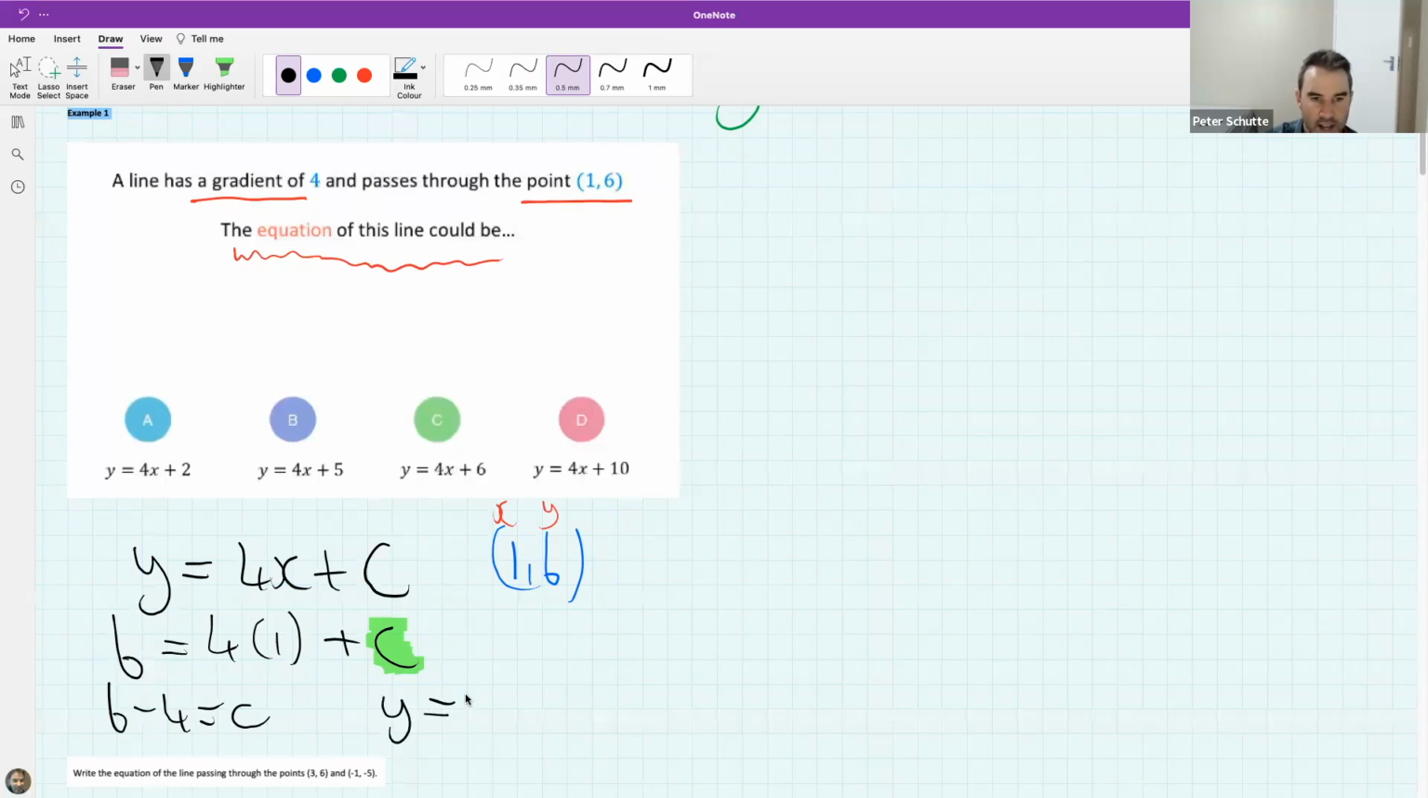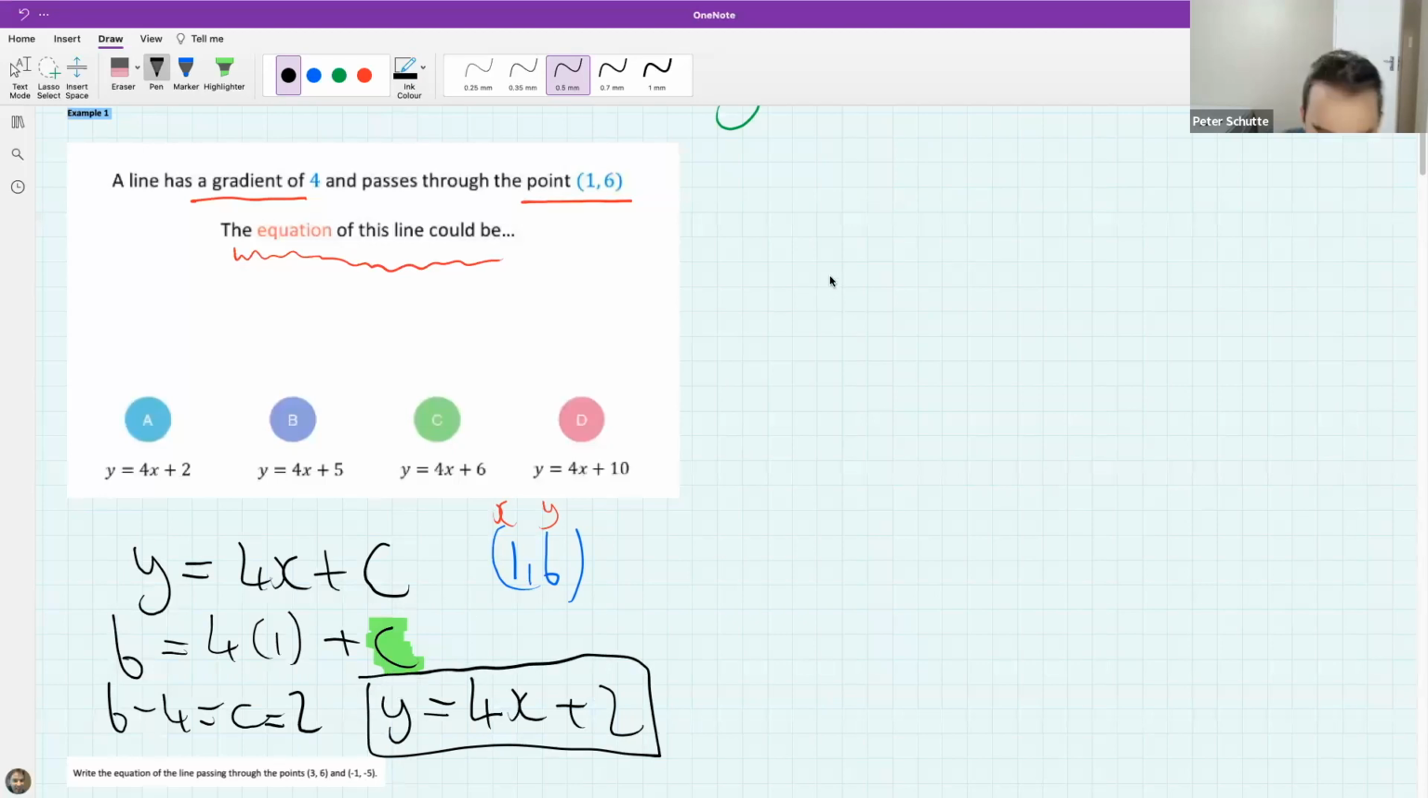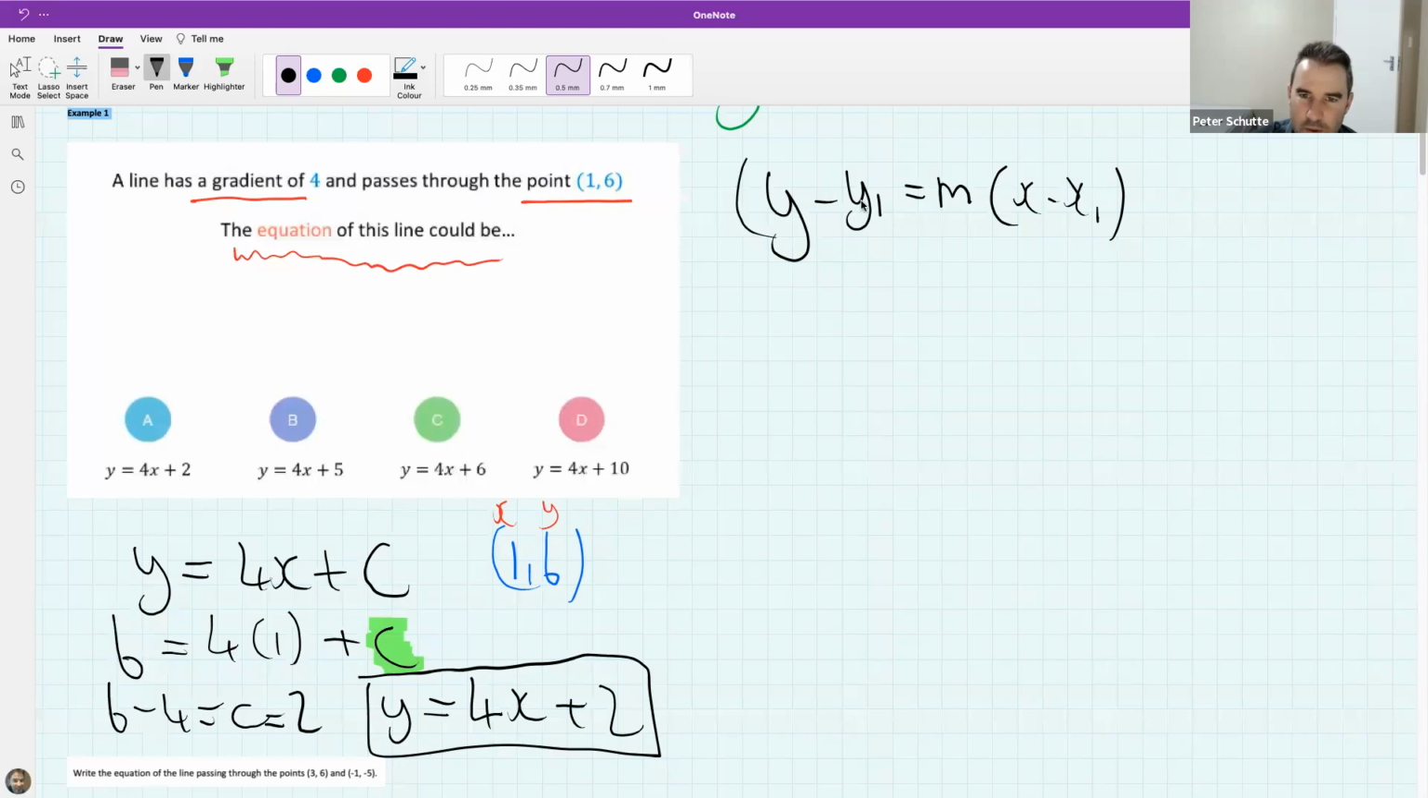And the equation of the line, according to this method, would be y equals 4x plus 2. And so that's what I called method one. If you used method two, it's very similar, except we tend to use the structure where we go y minus y1 equals m times (x minus x1). And all that really is, it's a rearranged gradient formula. Like normally the gradient formula has the x's at the bottom, and it's just that it's been moved to the other side.